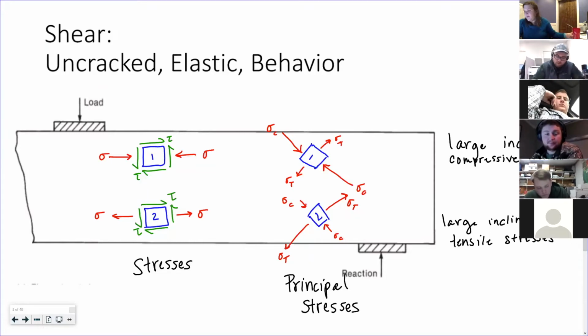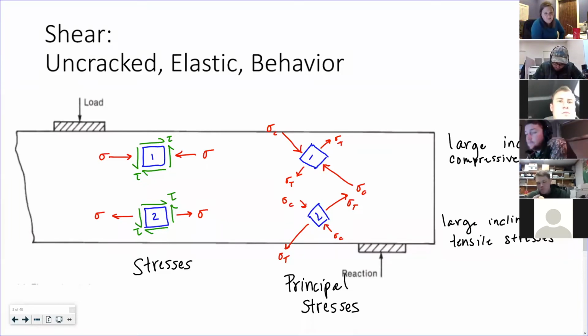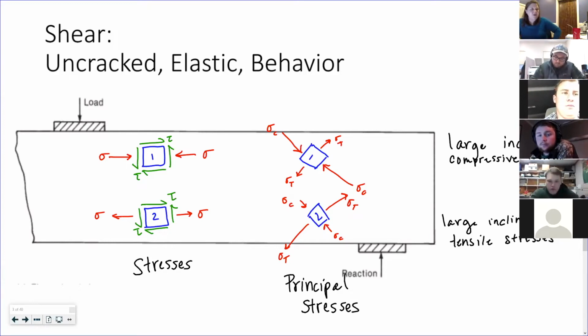This might start to give you a clue about shear, because concrete isn't very good in tension, right? So if I'm talking about a large inclined tensile stress, that's going to result in a large inclined tensile crack. And that's the way that concrete fails in shear, on an incline.